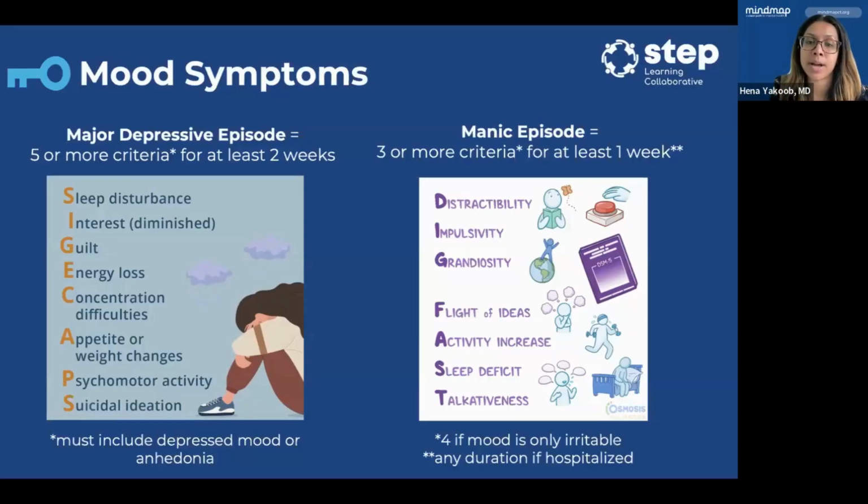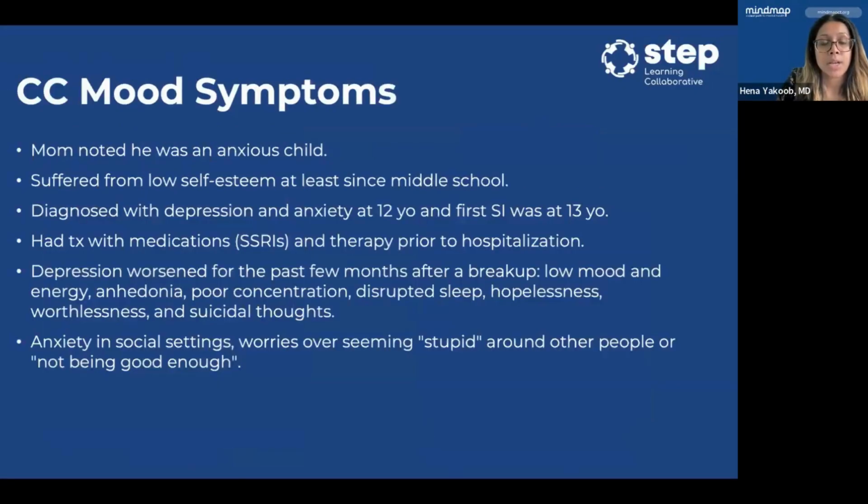And then, of course, many of us are familiar with the sleep deficits associated with mania, primarily lack of sleep, with perhaps an increase in energy, even though someone may not be sleeping for days on end. And then talkativeness, increased speech, that could also be a symptom of mania. So that is that. So looping back into the clinical case that we initially presented.